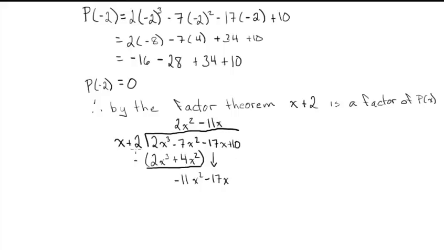Multiply minus 11x times x plus 2. Will give you minus 22x. Subtract. That will give you 5x. Bring down the 10.